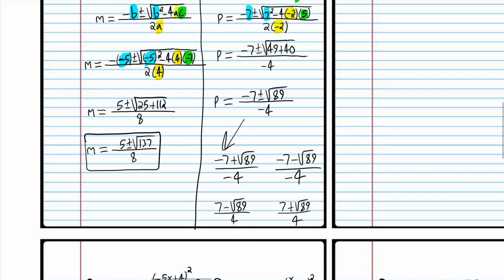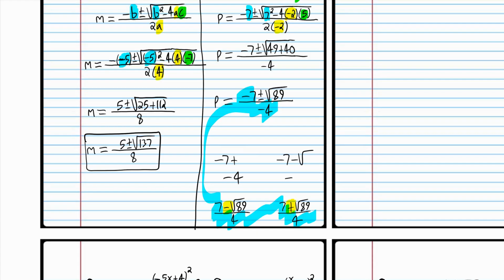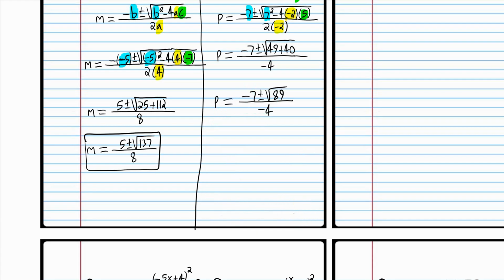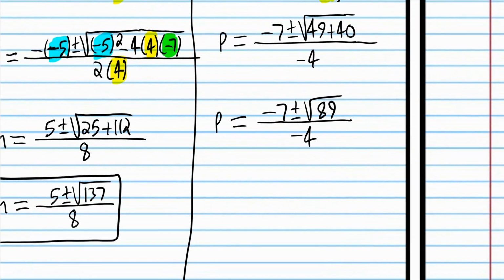So notice that our plus or minus symbol would be equivalent to this up here, but instead of having negative 7 and negative 4, we have positive 7 and positive 4. So the way you're going to see it written in textbooks is p is equal to positive 7 plus or minus root 89 over positive 4.